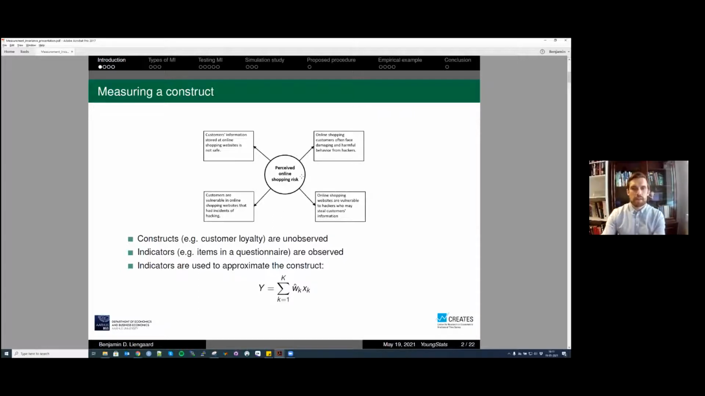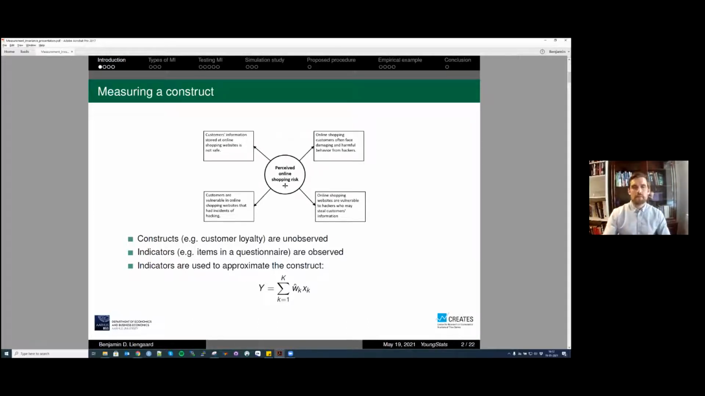So a way to depict this is, for example, if you want to measure the construct perceived online shopping risk. That could be the risk that the internet users perceive when they shop online. Then we could ask these 4 questions here. For example, customer information stored at online shopping website is not safe. And then rate this question, for example, on a scale from 1 to 10. In this case, we have 4 indicators, also called items, to measure this unobserved construct.